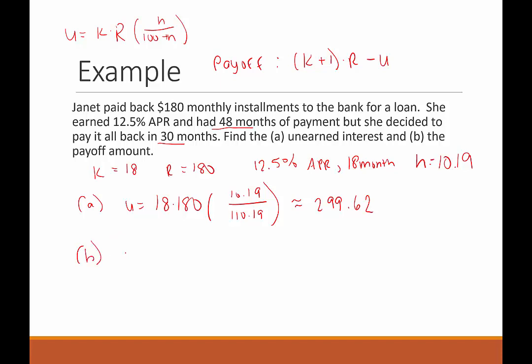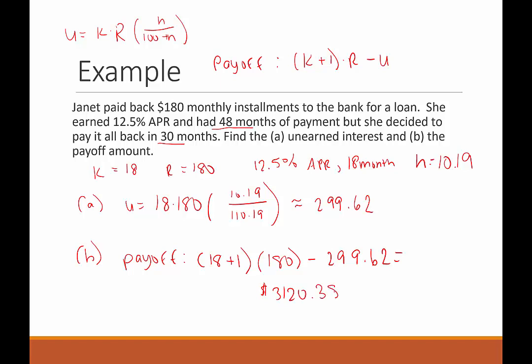And what's her payoff amount? The payoff amount is going to be calculated by doing the number of payments that she needs to make. So 18, because those are the ones that she's paying off early, plus the current payment times the monthly payments minus the unearned interest. And so she's going to need to cut a check for $3,120.38. So that's what she's going to pay to pay it off early, 18 months early. This is how much she's saving by doing that.